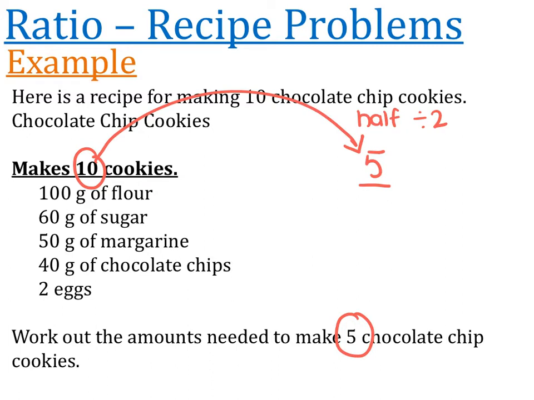So you're going to take all of those numbers again and you're going to half them. So instead of 100, you've got 50. Instead of 60, you've got 30. 50 turns into 25. 40 turns into 20. And 2 turns into 1. So if we just wanted to make 5 chocolate chip cookies, according to this recipe, this is all the ingredients we would need. All right, let's look at some other questions where there's 2 steps to them.